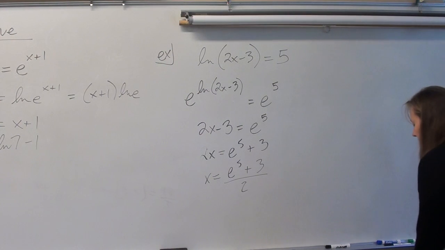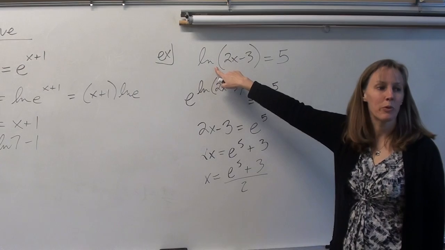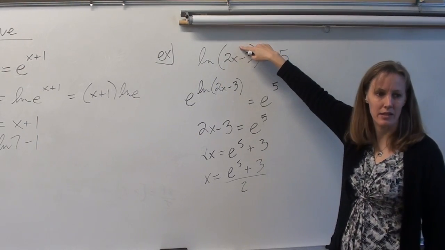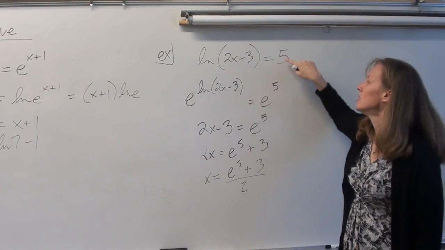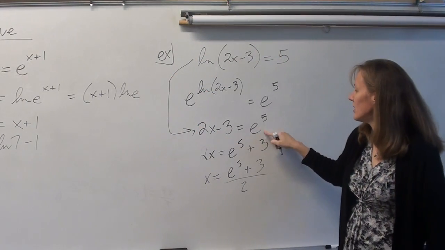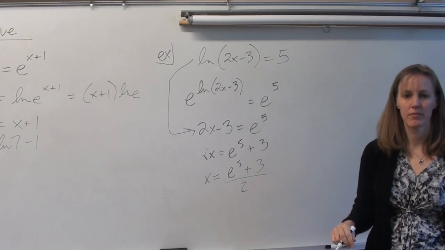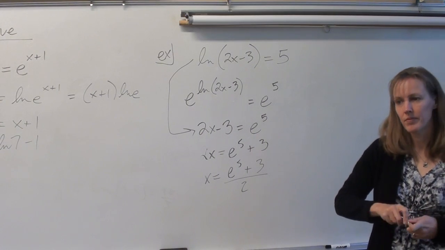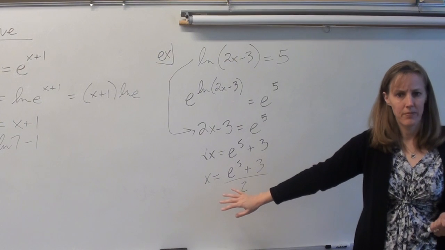If you write in exponential form, think of there being a little invisible e here. Remember, base to this power equals this. This base, that invisible e, to this power equals this. And all it does is take you right to here, e to the fifth equals 2x minus 3. So either way is fine. Are there questions? Is this okay?